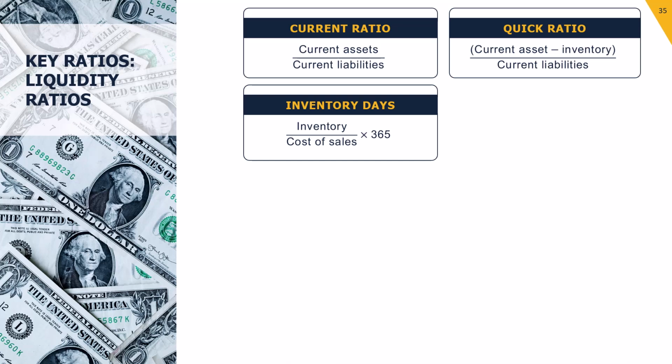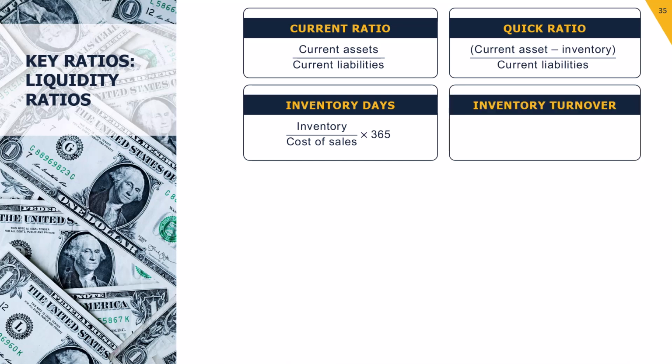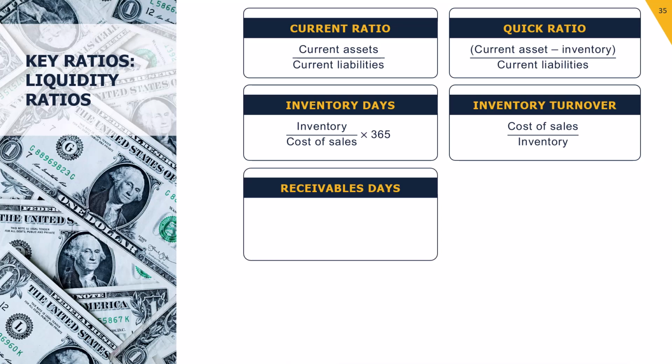We've then got our inventory days. Now, these actually show us the average age of our inventory. So we would take our inventory over our cost of sales multiplied by 365. As I said, it shows us the average age of our inventory. Inventory turnover then, the number of times we use our inventory. So this is your cost of sales divided by your inventory, the number of times that you are using inventory in a period.